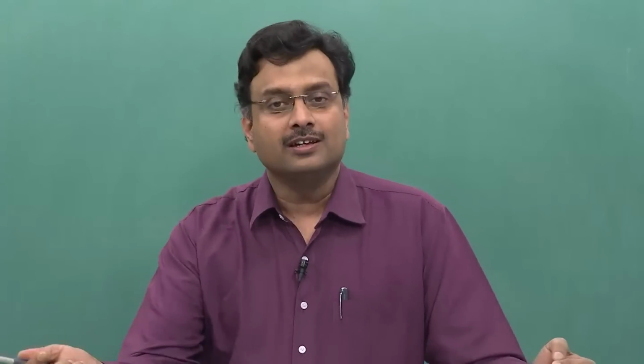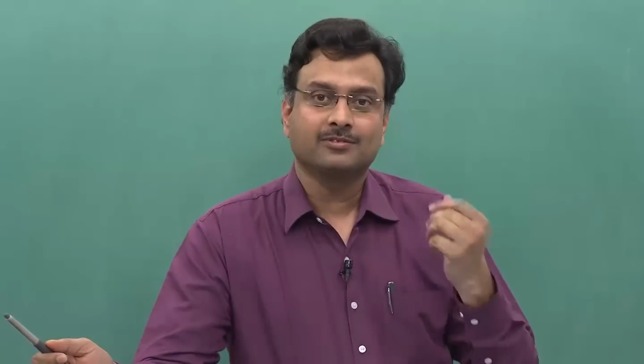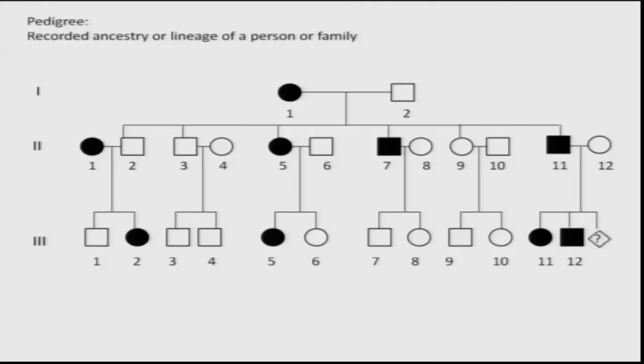So why should you spend time making this kind of diagram, with circles and lines and squares, filling them and crossing them and so on? This is the way to represent the family. In one go you can understand how each one is related, and you will be able to show how a particular phenotype is segregated.